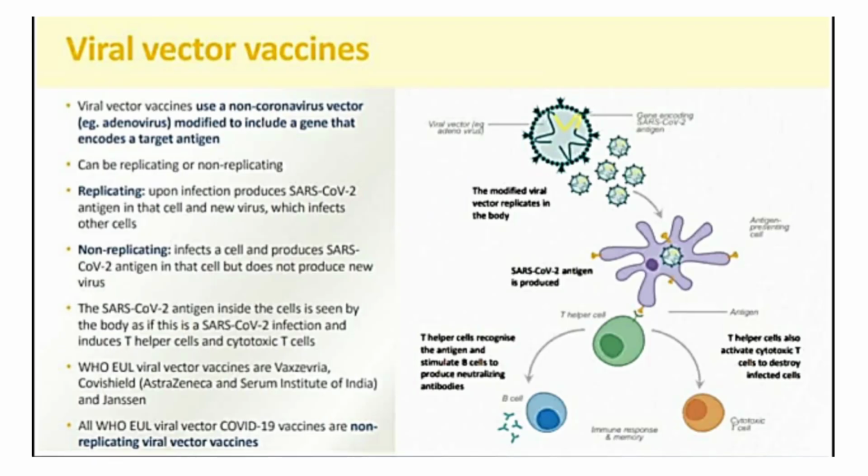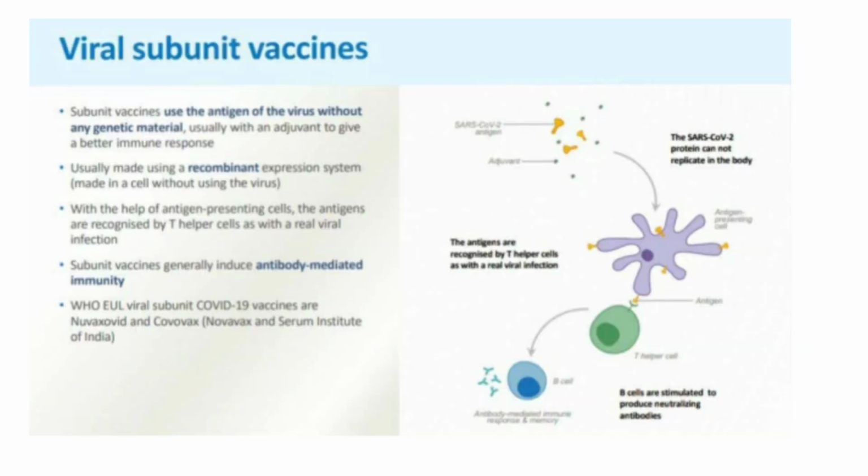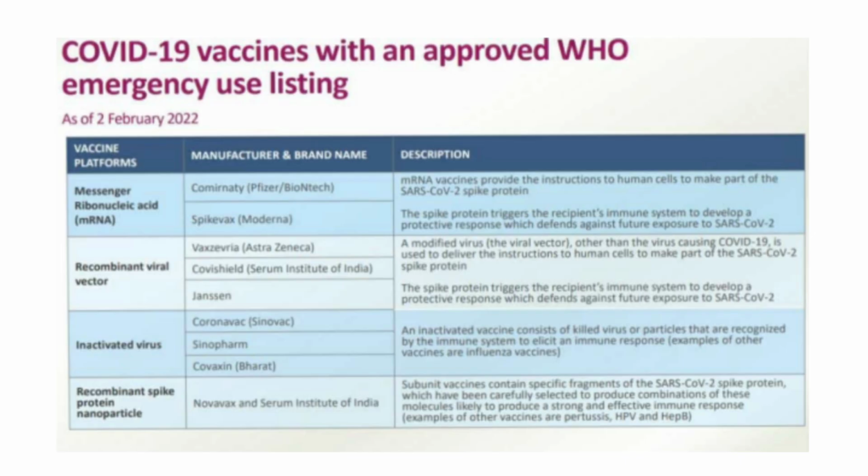Generally, there are many types of vaccines. I have listed them, namely viral vector vaccines, inactivated virus vaccines, viral subunit vaccines, etc. And the mechanism by which these types of vaccines have their impact is also listed in this table. Let's see one by one.